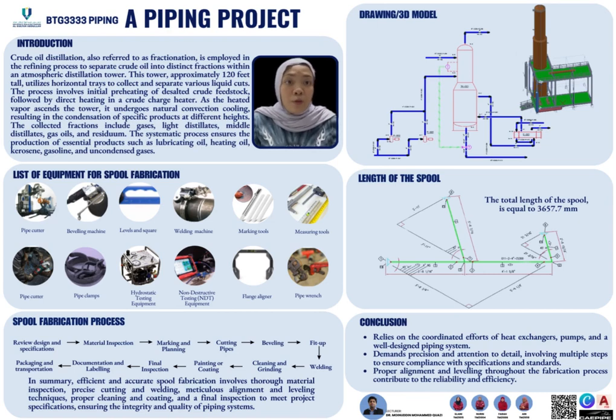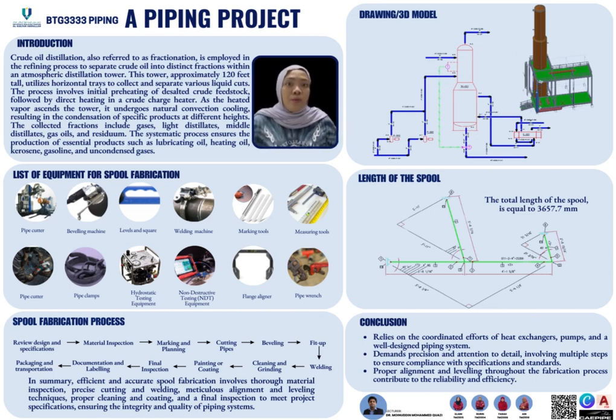So today I will explain the introduction for our project. Welcome to our project where we have chosen the crude oil distillation process, also known as fractionation. This method kickstarts the refining process by breaking down crude oil into distinct fractions or cuts through distillation in an atmospheric distillation column. These cuts with specific boiling point ranges are classified into gas, light distillates, medium distillates, gas oil, and residuum based on decreasing volatility.